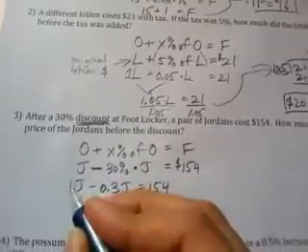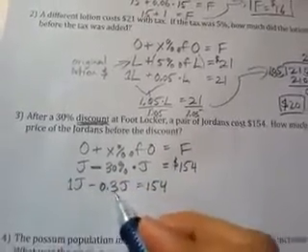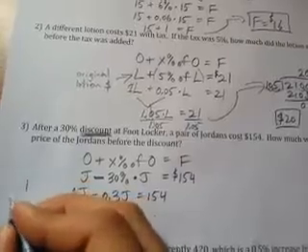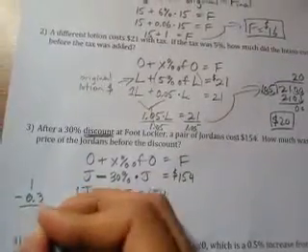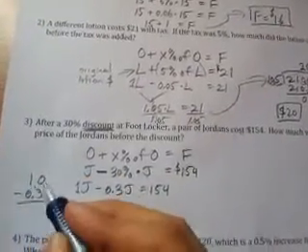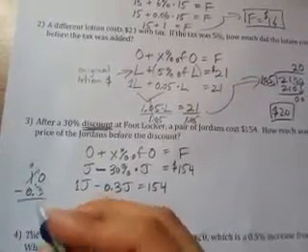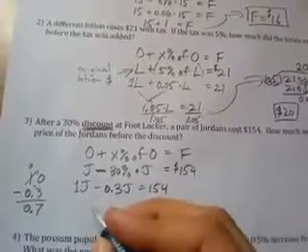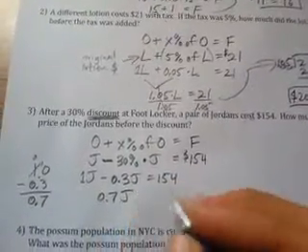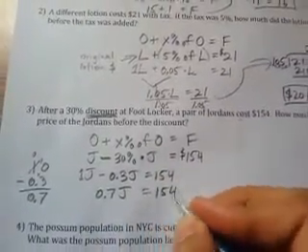So I have 1J. I'm taking away 0.3J. So it'll be 1 minus 0.3. I can't do this, I have to borrow. So this becomes 0, it's going to be 10. 10 minus 3, I get 0.7. So it's 0.7J is equal to 154.